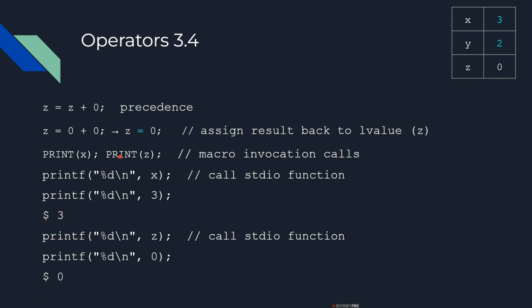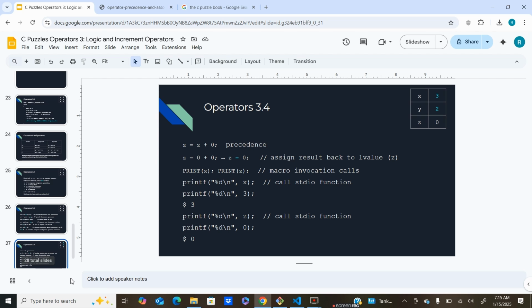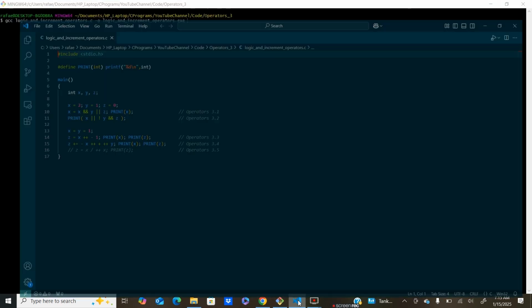The next print macro, we'll go ahead and pass in the identifier z. Note from the previous example, or in this case from this line, z is equal to 0, so that has not changed. Calling the printf standard IO function with z being passed in, z being 0, we should see a value of 0.